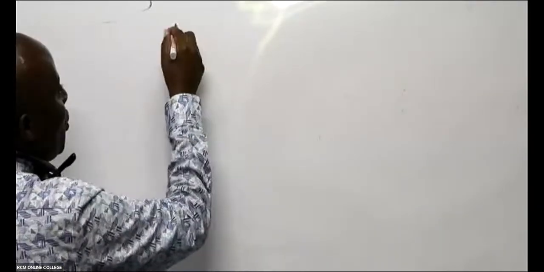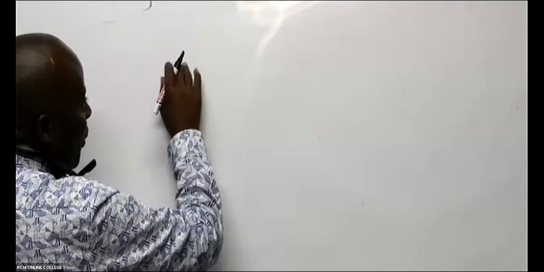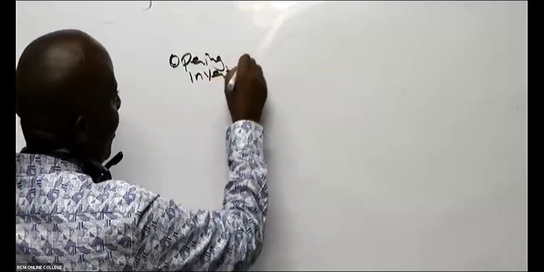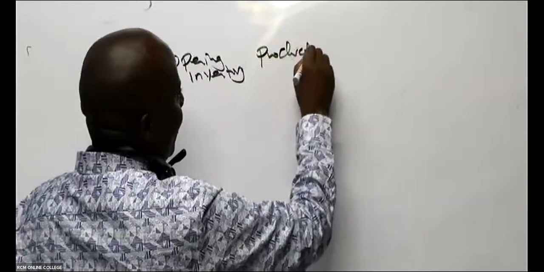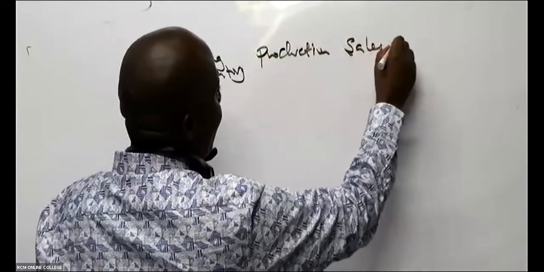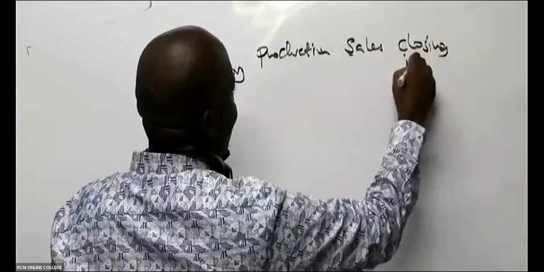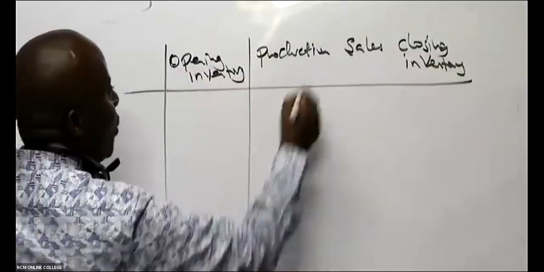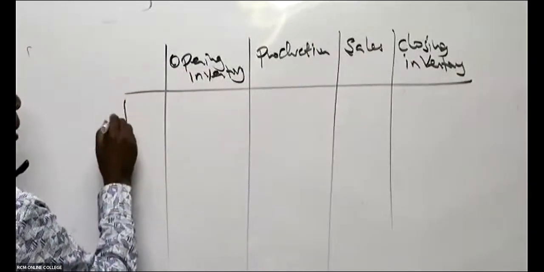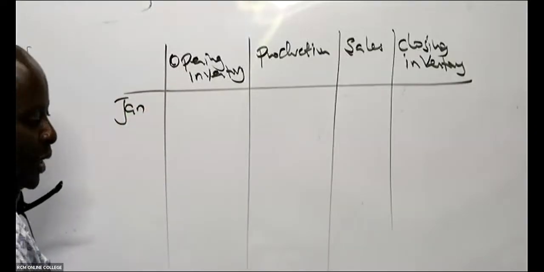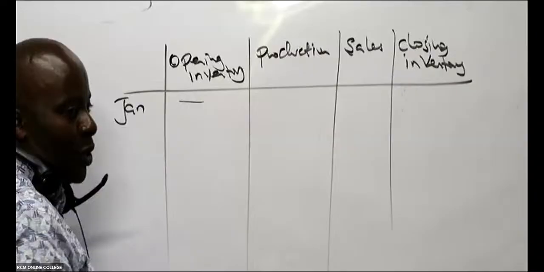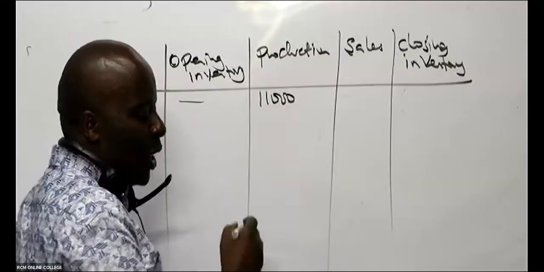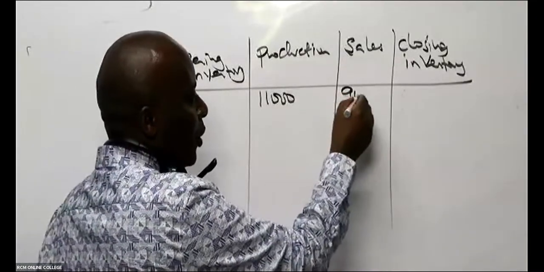So we have here inventory. It's very important for you to get inventories. So we have here opening inventory, production, sales, then closing inventory. So we start with the month of January. I can see evidently that there wasn't any opening inventory. In January, we did produce 11,000. Is that okay? And then we sold how many from the question? So then how many were left as closing?